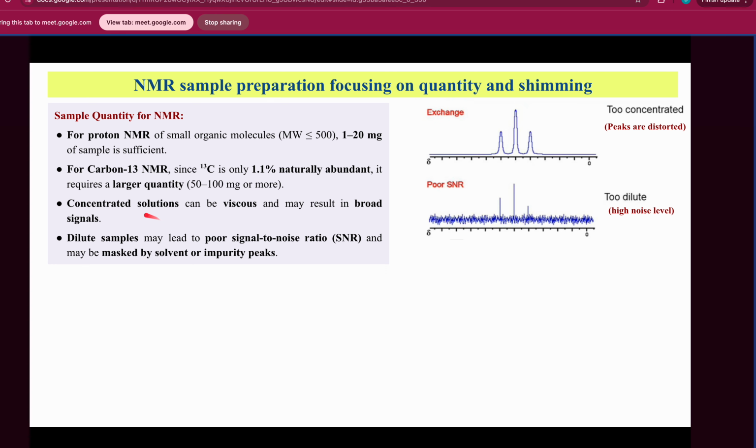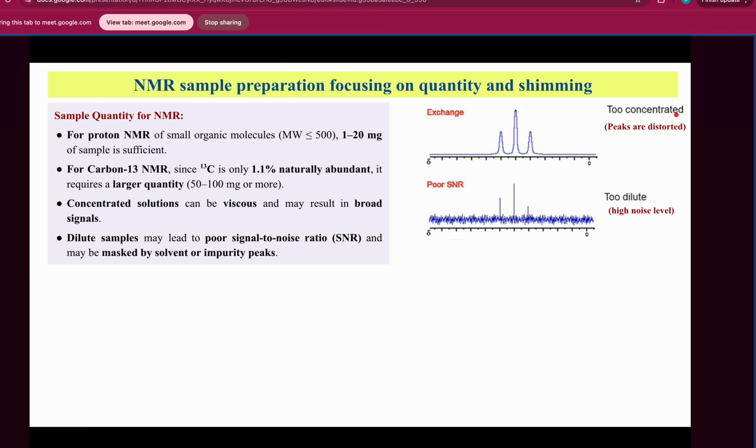Then comes concentration. Concentrated solutions can be viscous and also result in broad signals, whereas if the samples are dilute, they lead to a poor signal-to-noise ratio and are masked by the solvent and impurity peaks. So this is the difference.